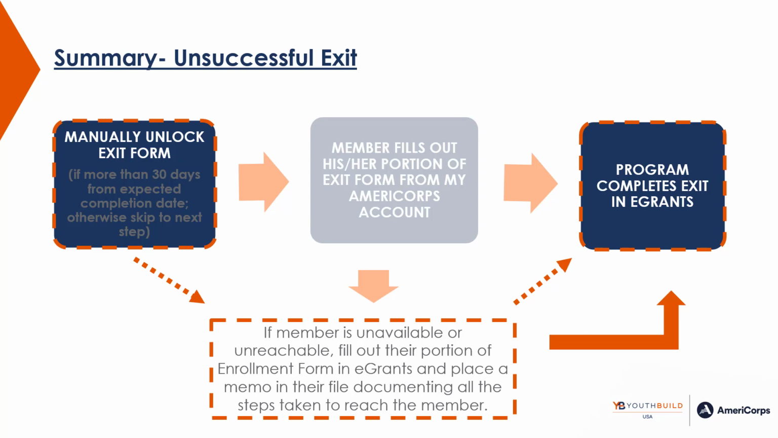Another reminder, this is most likely when you will need to manually unlock the exit form and complete the exit yourself in eGrants. Again, as I mentioned earlier in the video, you should still be trying to get the member to complete the exit form themselves and document the attempts to reach out to the member. But often it is these situations of release for cause or voluntary withdrawal where the member will not complete that form. So get all of your documentation together and then complete the exit after your attempts to contact them. We discussed earlier in the video the need to write a memo in these cases. So remember to include that memo with the early release form in the member file.